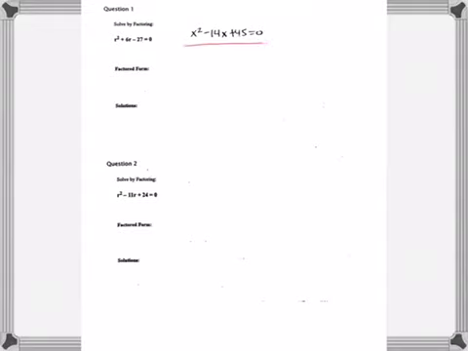I've got this problem x squared minus 14x plus 45 equals 0. The leading coefficient here is 1. So I'm just going to look for the factors of 45 that add up to be negative 14. Well, the factors of 45 that give you negative 14 are going to be negative 9 and negative 5. So you've got x minus 9 and x minus 5 equals 0.